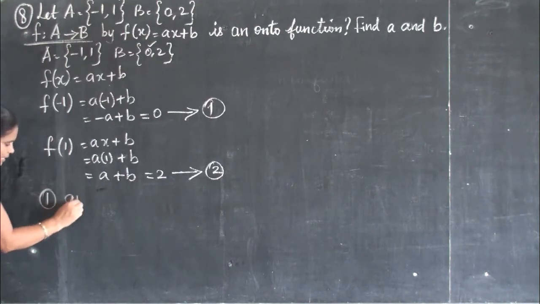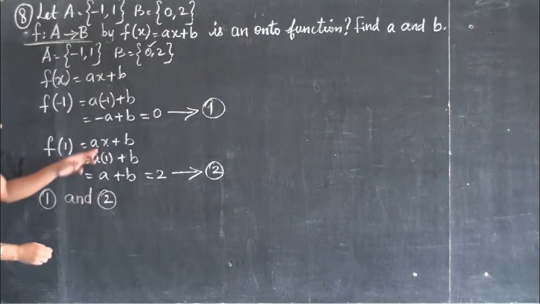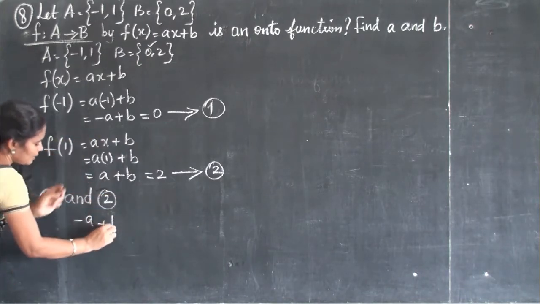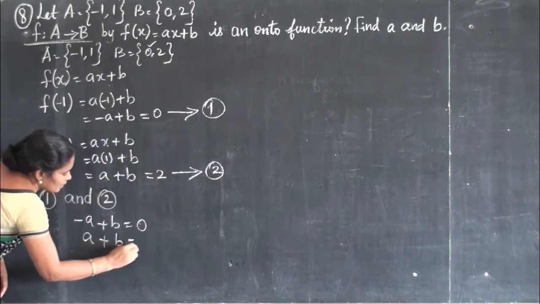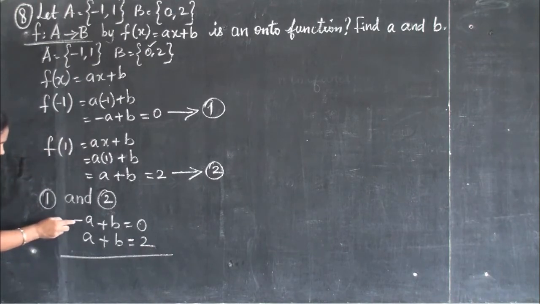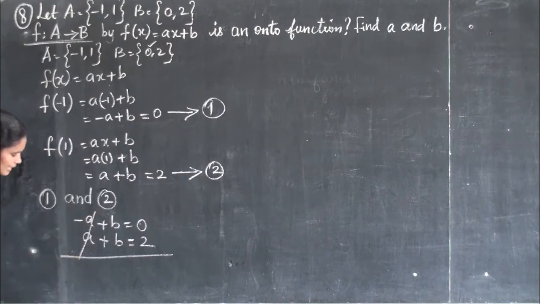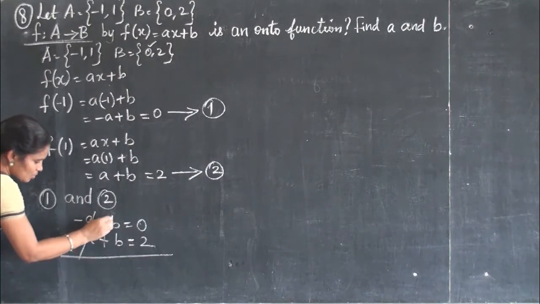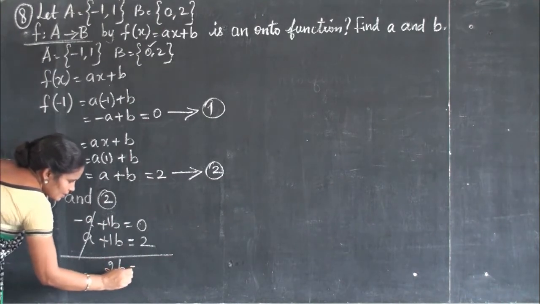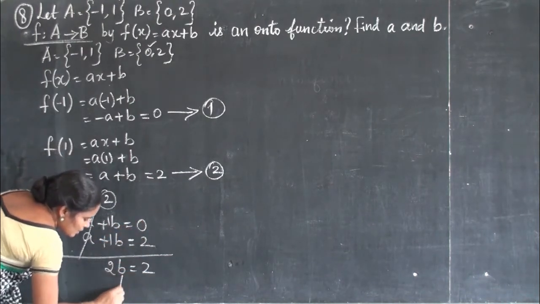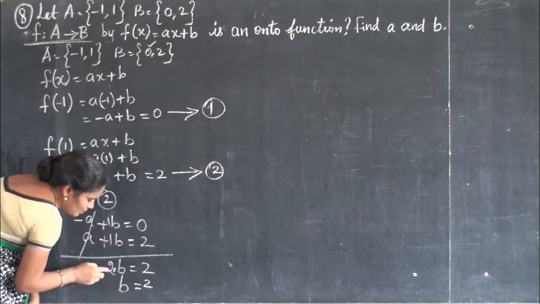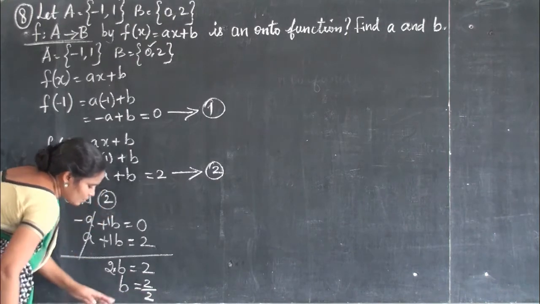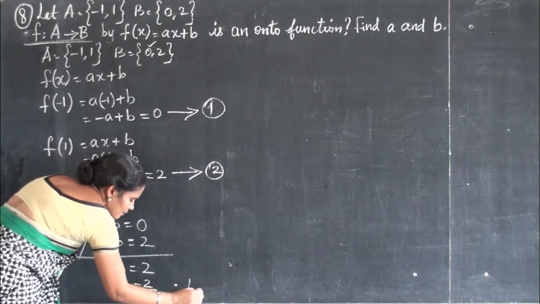So taking the first and second equation, minus a plus b is equal to 0, and here plus a plus b is equal to 2. Already we have both positive and negative, plus a and minus a, so they cancel. Both are plus, so b plus b is 2b, and here 0 plus 2 is 2. 2b is equal to 2. Here we have 2 in multiplication, it goes to the other side for division, therefore b is equal to 1.